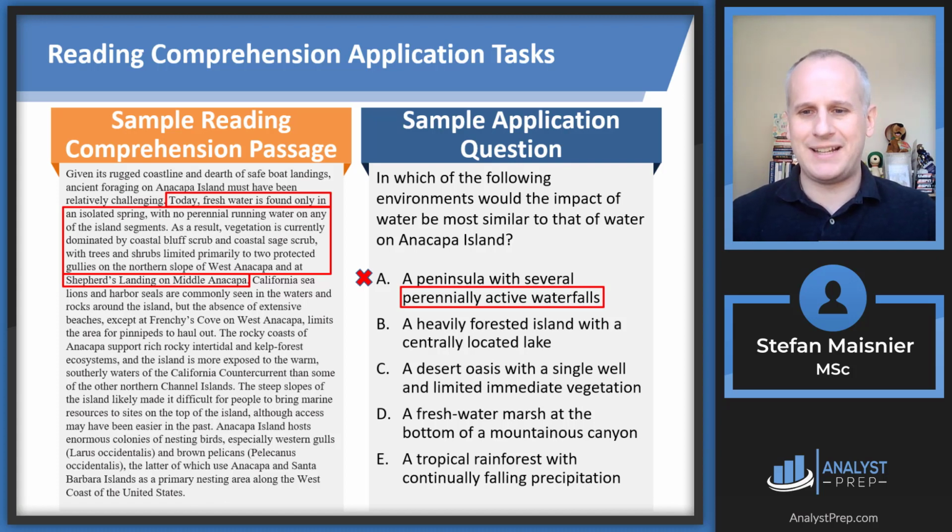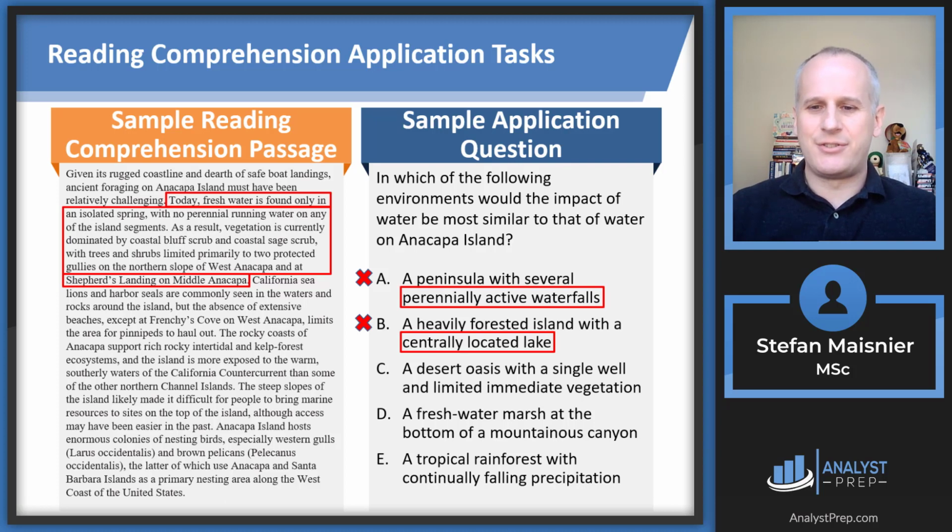B, a heavily forested island with a centrally located lake. Well, if we've got a lake in the middle, that's a pretty large source of fresh water and probably going to result in some running water nearby it. So we can eliminate B for that reason as a reversal as well.